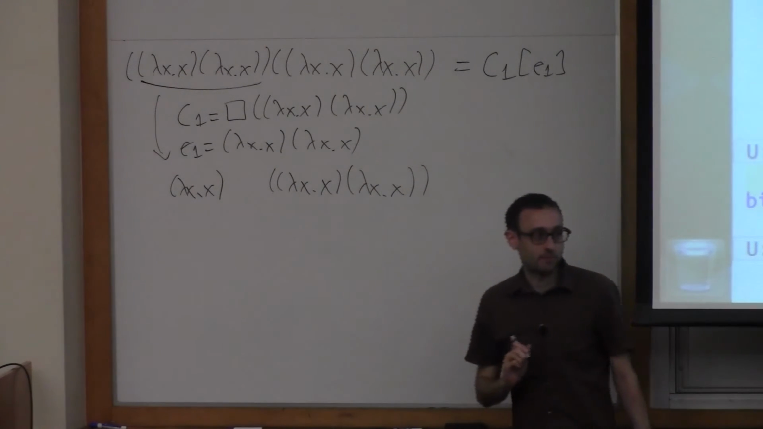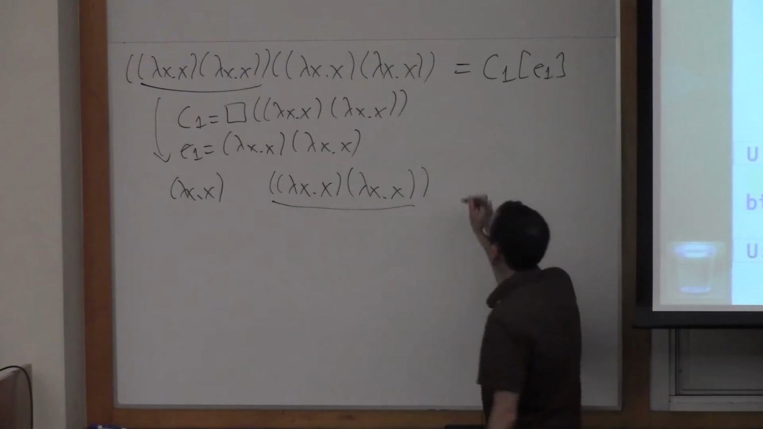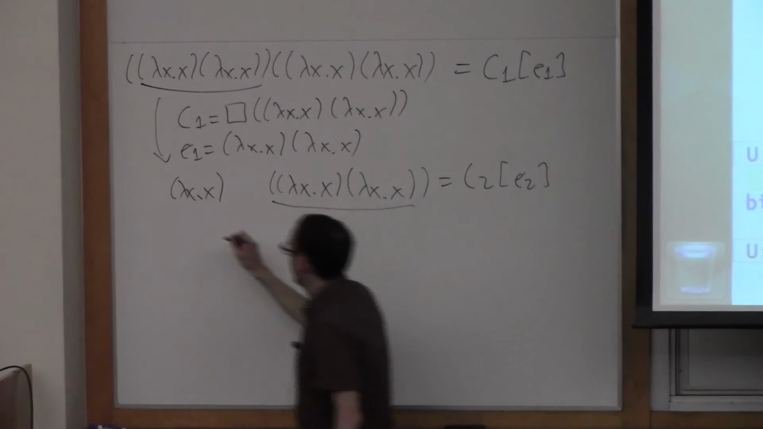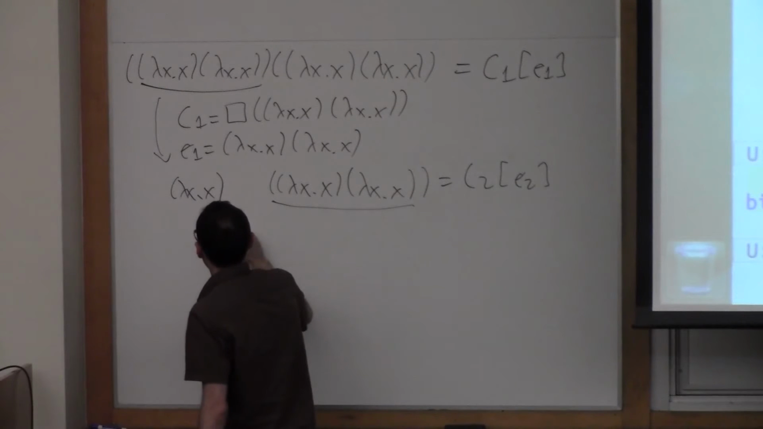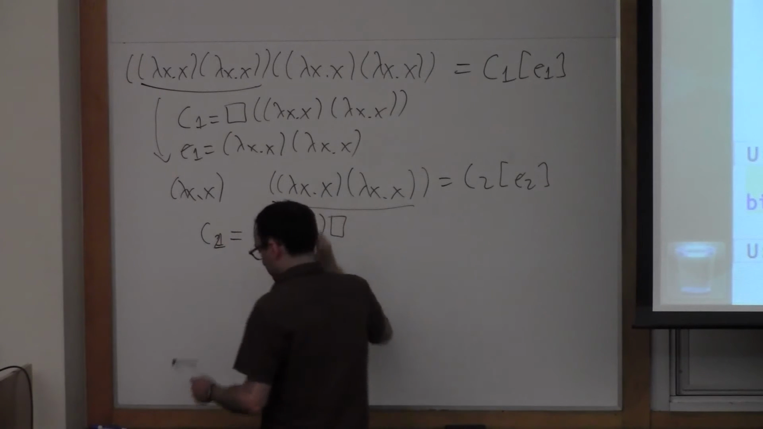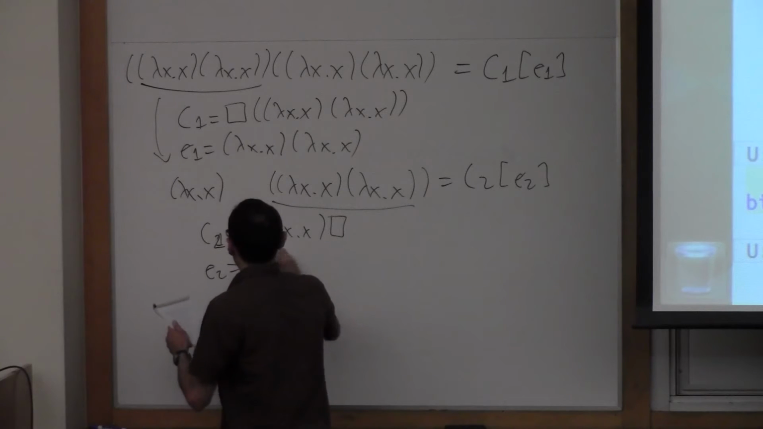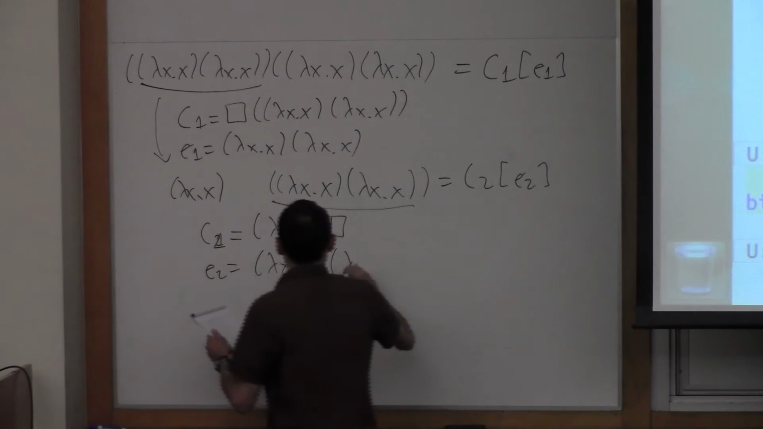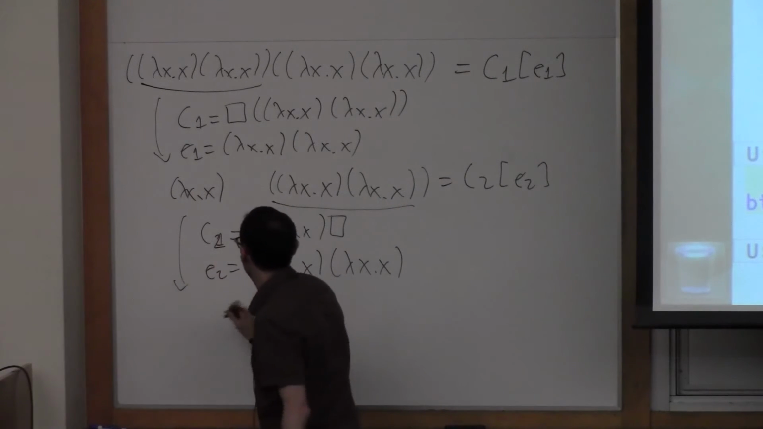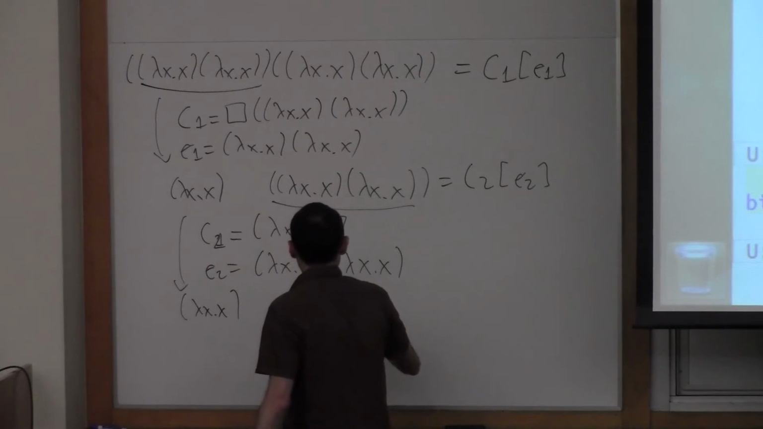And if we want to take another step of execution, now we realize this guy underlined here is the place to do execution. And that's equal to some context C2 applied to some term E2. And now that context that we want to pick is going to be lambda x.x applied to a hole. And the thing we fill into the hole is exactly this redex that we're prepared to reduce. So now that's going to reduce. And we'll get down here to simply lambda x.x applied to lambda x.x.